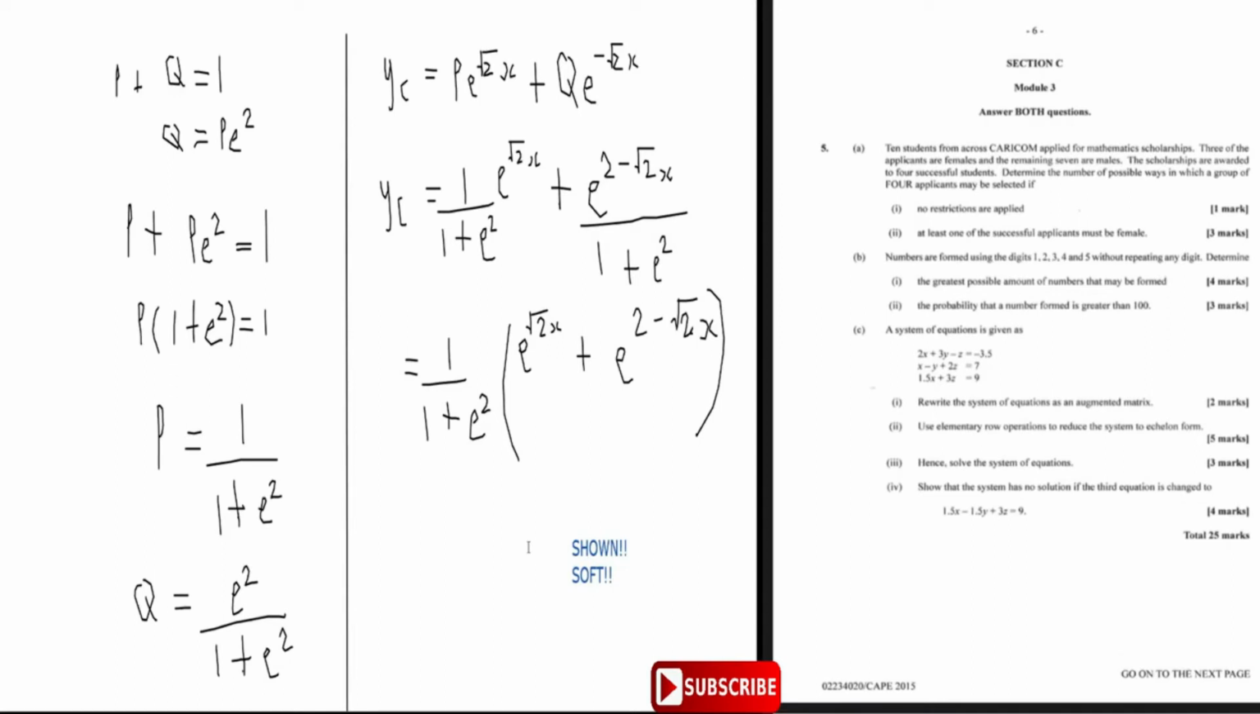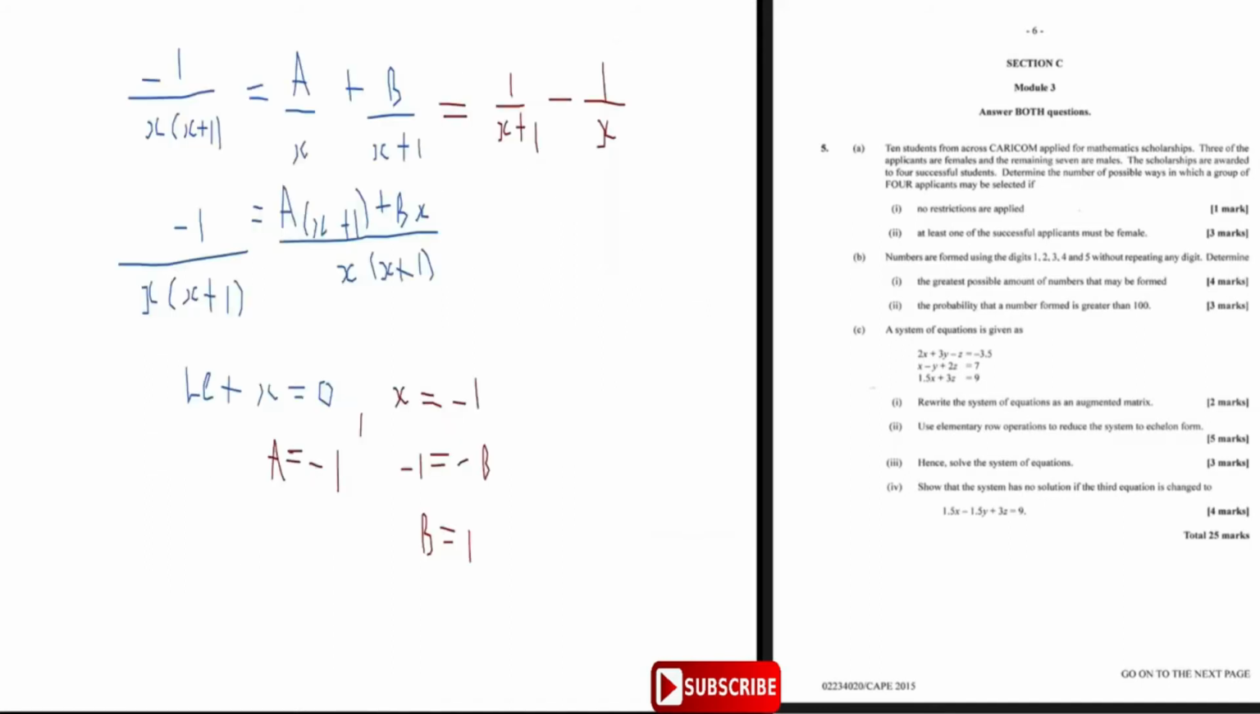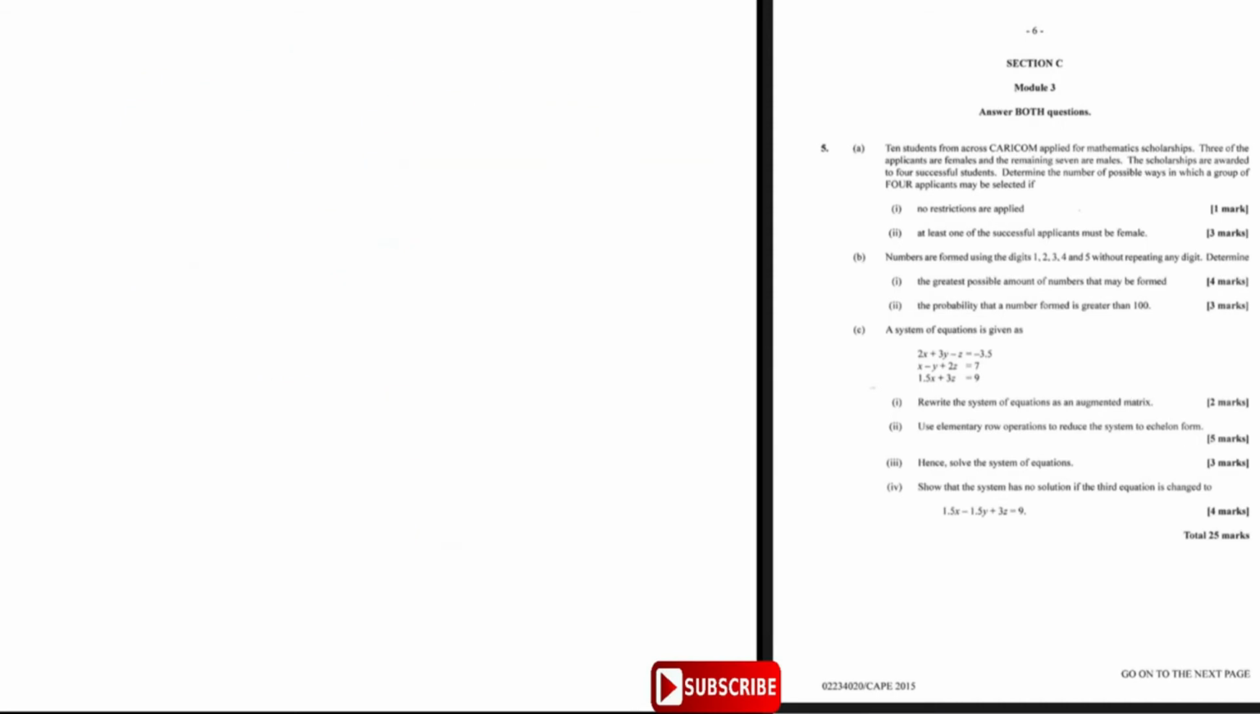As you can see, I mixed up the questions. This was actually question 6. So we actually did question 6 and we didn't do question 5. I skipped over question 5 and did question 6, so all of this is question 6. All right, let's go to question 5 then. My apologies for not doing it in the right order.